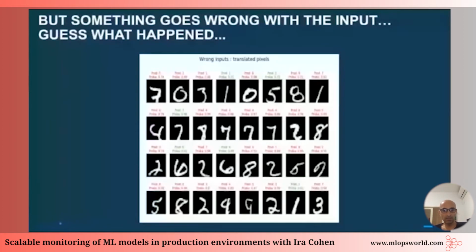What happened here? You can see a few examples with their prediction probability. It was making more mistakes, but it was also predicting with much lower probability the class that it thought it was.